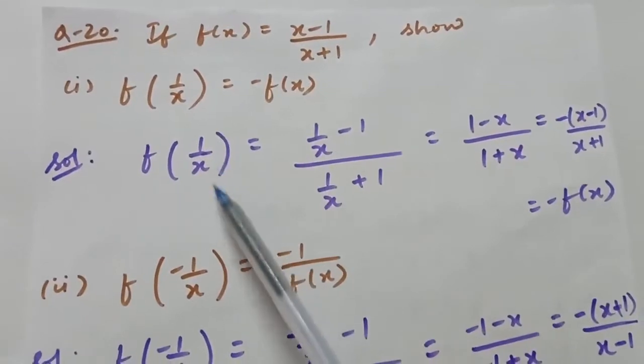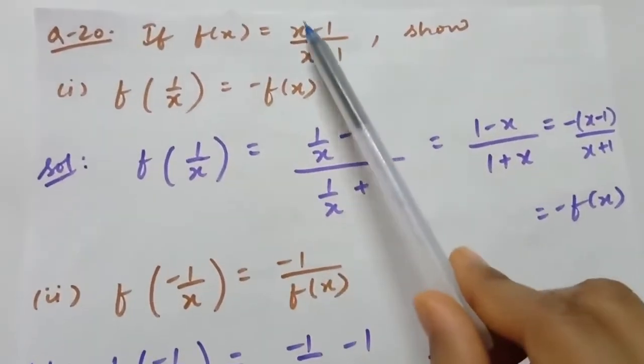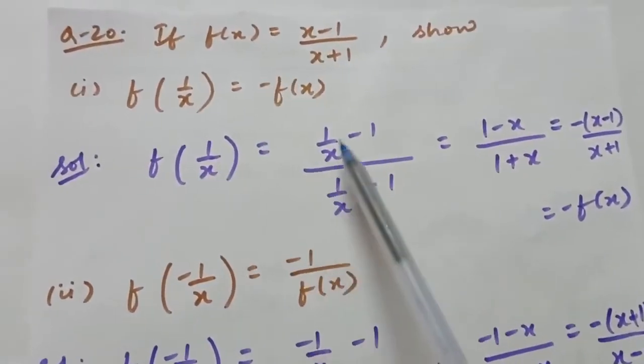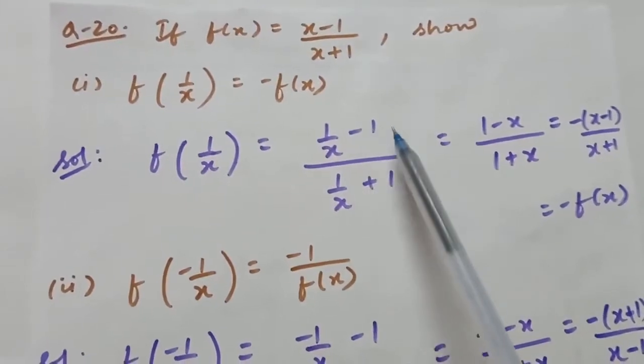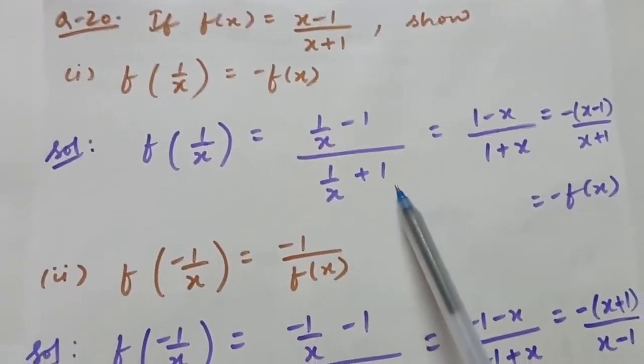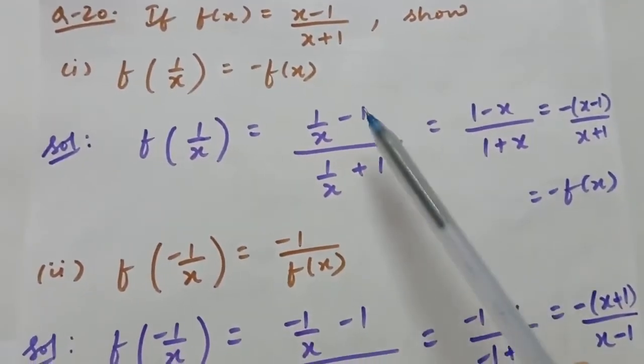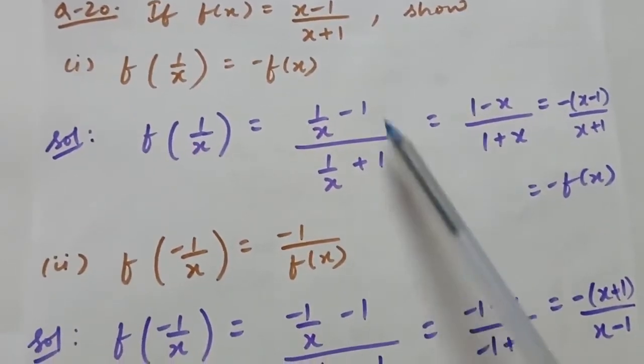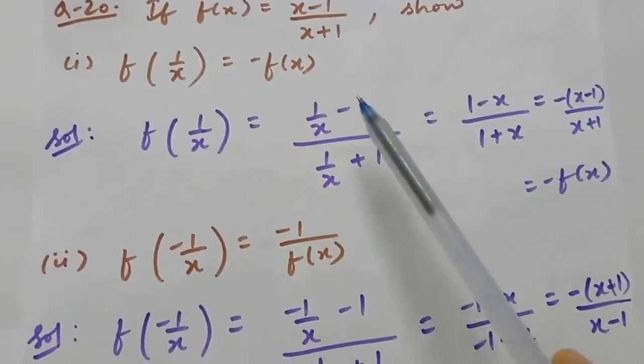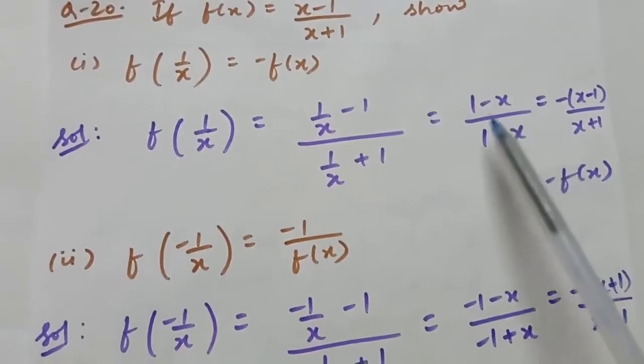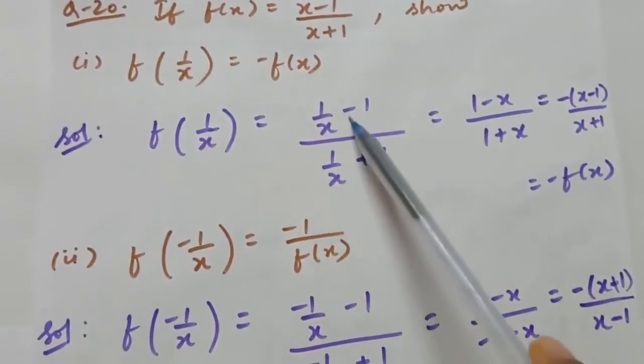So f(1/x) will be, in place of x, just put 1/x. So (1/x - 1)/(1/x + 1). Now taking LCM in both numerator and denominator, you will get (1 - x)/x, right, when you take LCM.